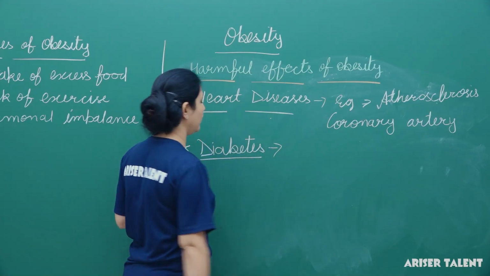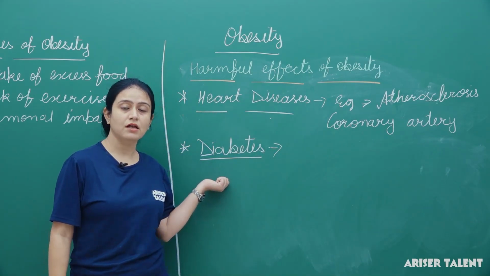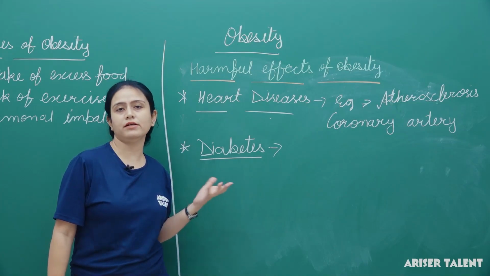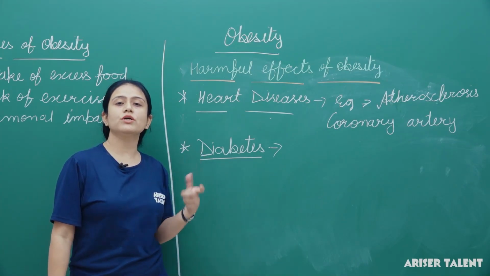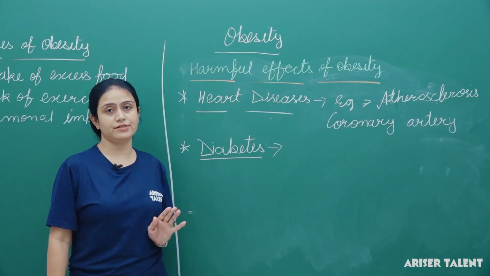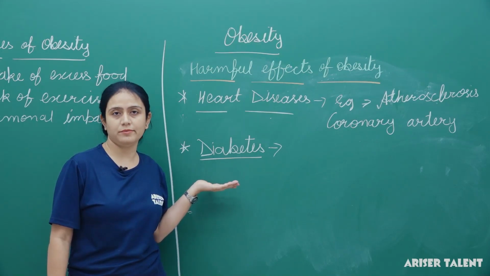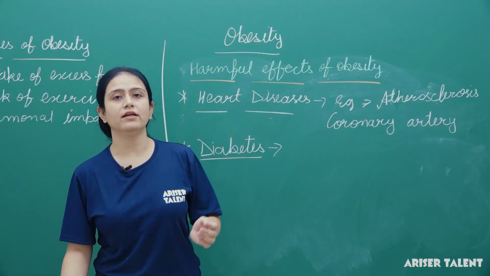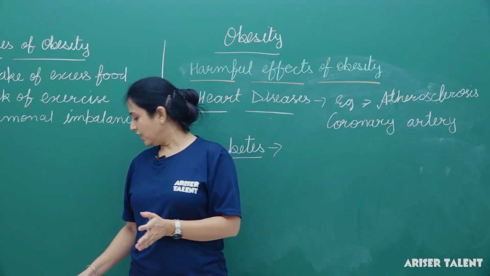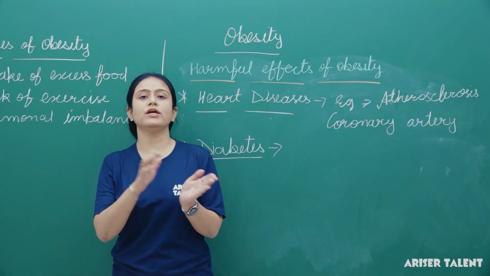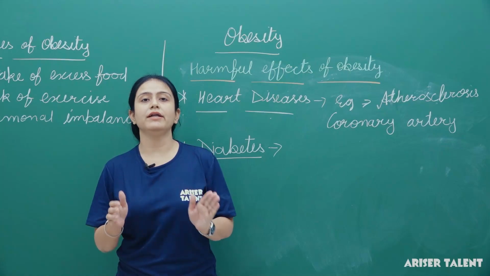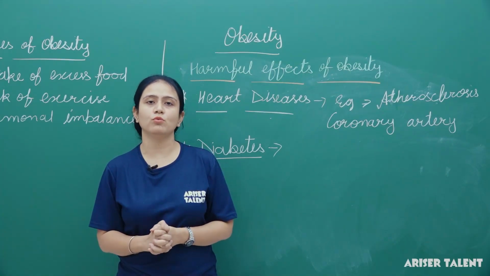Once again we are talking about diabetes. What do you understand by the term diabetes? When the sugar level in the body increases, that condition is known as diabetes. Generally we all know that the sugar level in our blood is controlled by the hormone insulin.